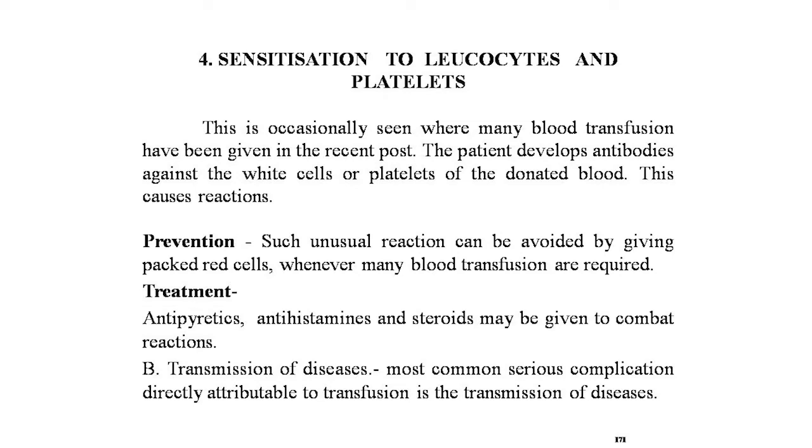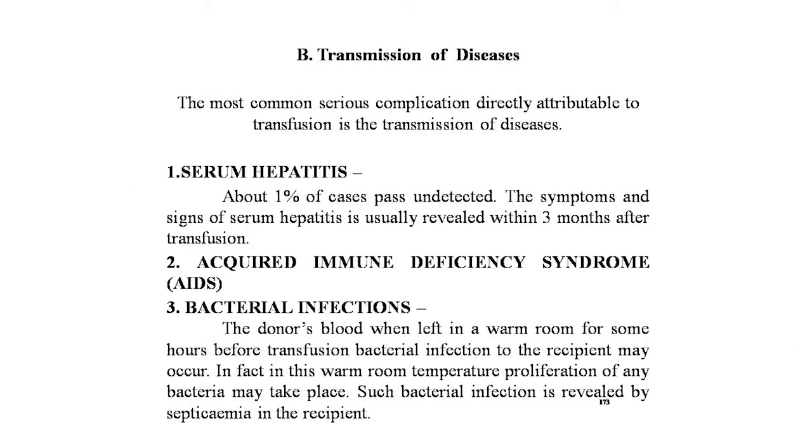Transmission of disease: most common serious complication directly attributable to transfusion is the transmission of disease. Now, the second type of the complication of the blood transfusion is the transmission of the disease. The most common serious complication directly attributable to transfusion is the transmission of the disease.